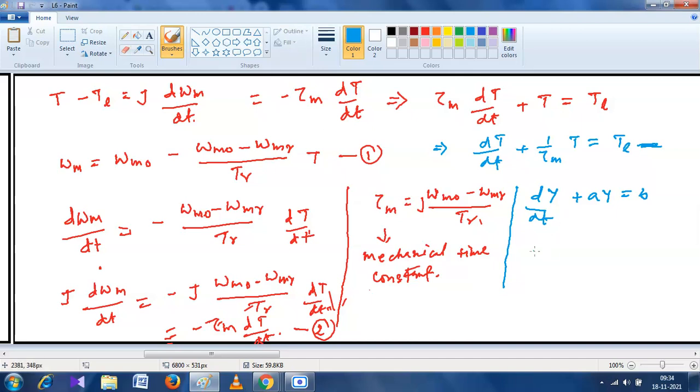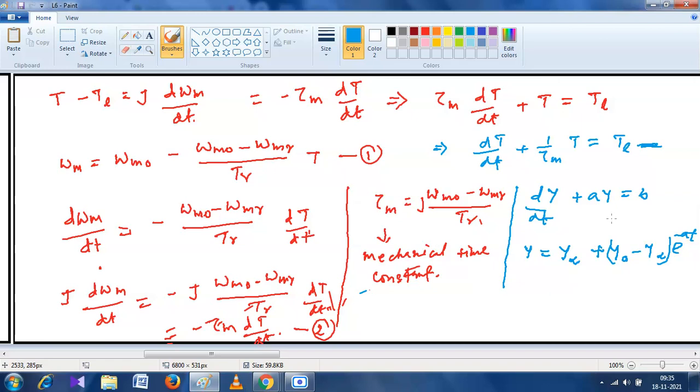The solution is like y is equal to y infinity minus (y0 minus y infinity) into e to the power minus at. This is the solution. This should be plus. Should be plus.